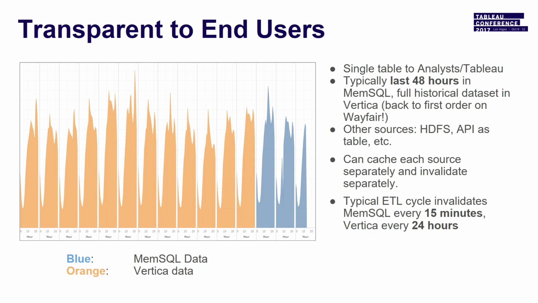So when we're updating the real-time data throughout the day, we don't have to go back and look at that historical data again. We can just assume that it's been static. In practice, we end up invalidating the real-time cache about every 15 minutes and then historical every 24 hours.